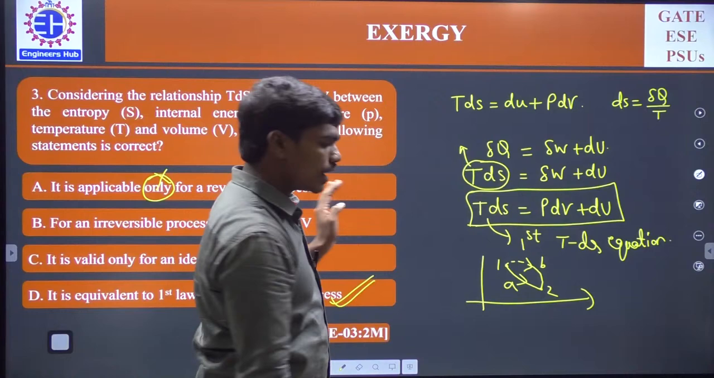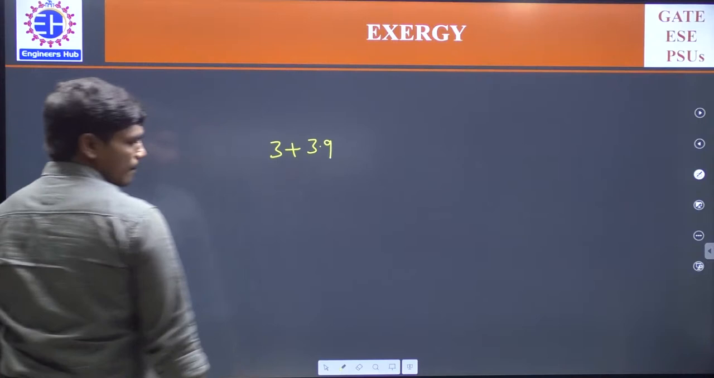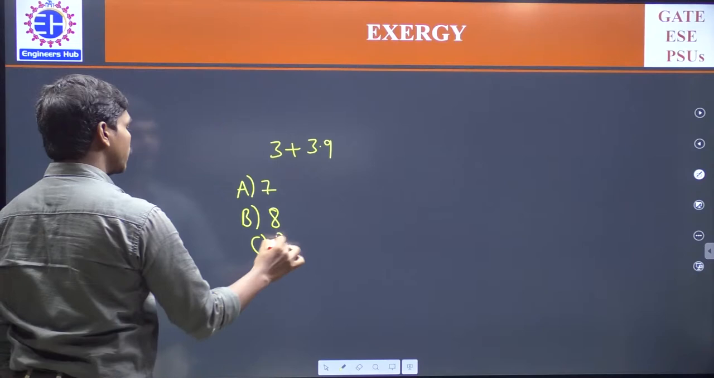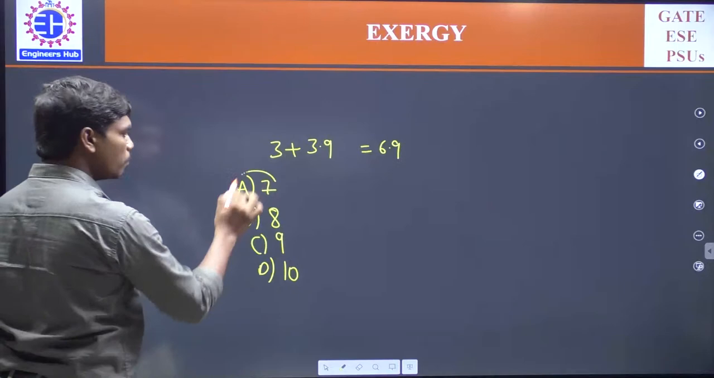In the GATE examination, I'm telling you one thing, please see carefully. Suppose there is a question like this: A 7, B 8, C 9, D for example 10, something like this. If you add these two, generally the answer is 6.9. But the actual 6.9 is not present here. So we'll go for the best suitable option.